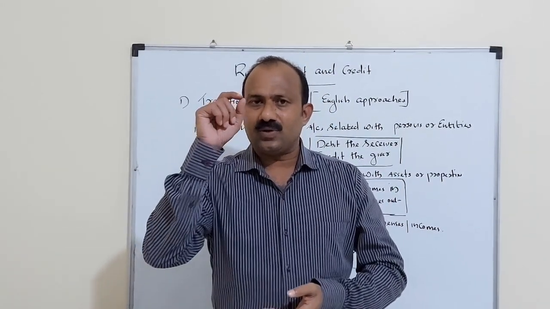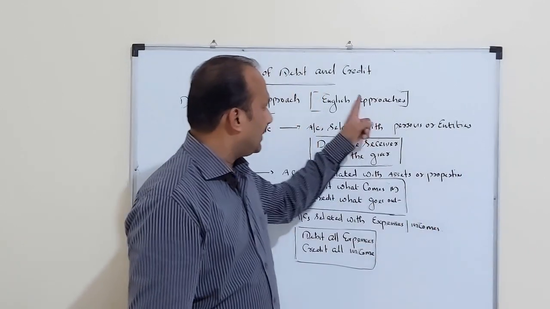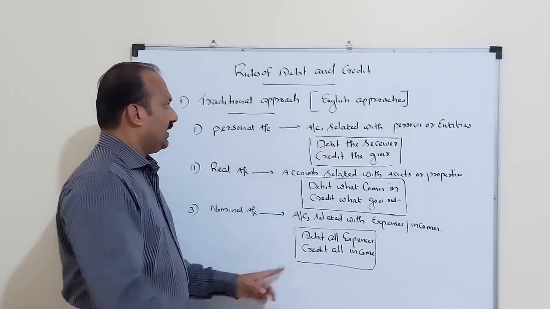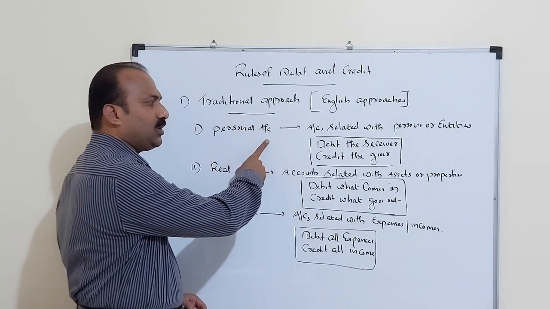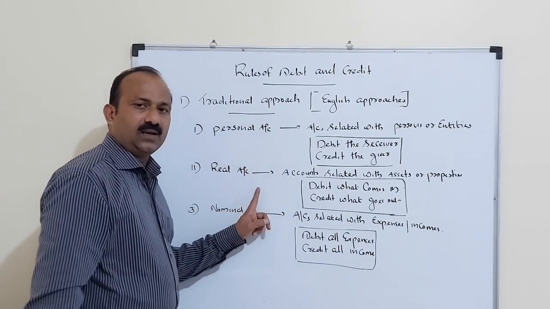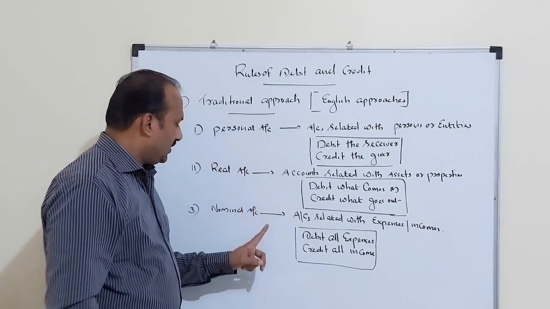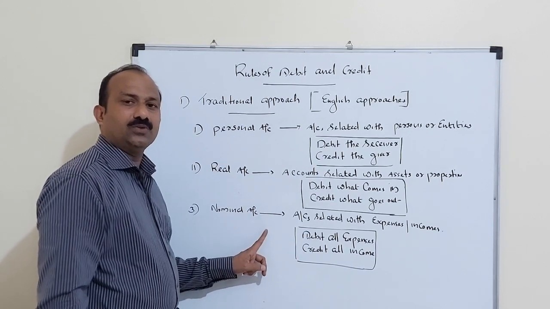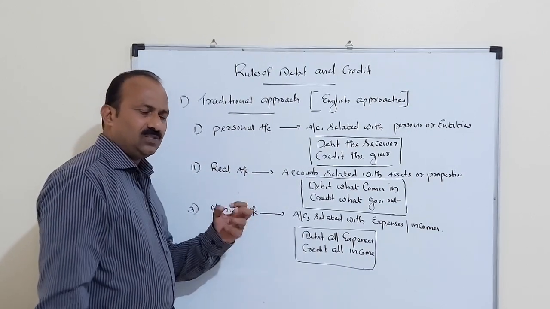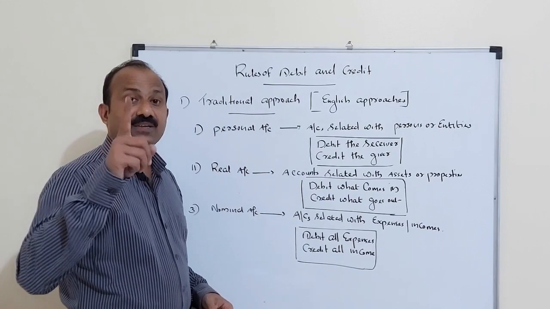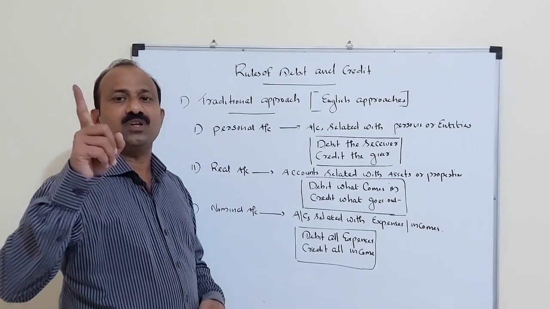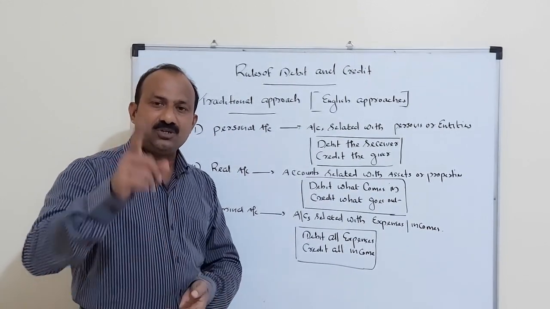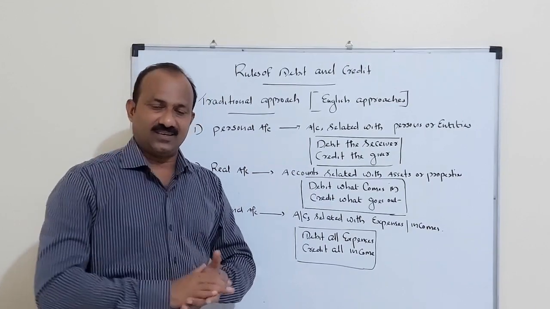So firstly, you have to identify which category the account is. If it is a personal account, you have to apply this rule. If it is a real account, you have to apply this rule. If it is a nominal account, you have to apply this rule. From this, what do you understand? Identification of the account is the most important factor in order to study the rules of debit and credit.